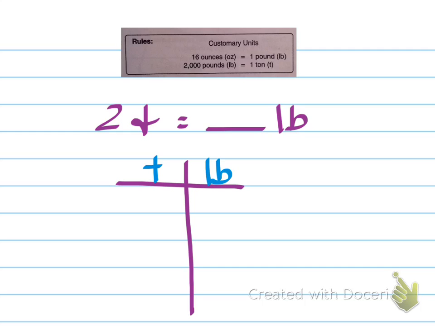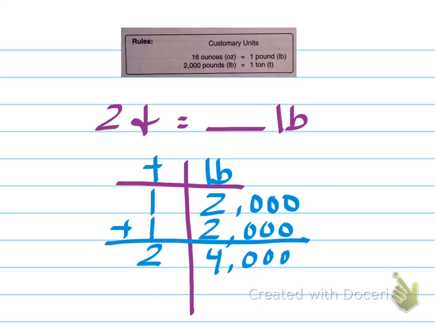The first thing you need to do is put tons and pounds. And then you say 1 ton is equal to 2,000 pounds. And then you keep going, and you have another ton is 2,000 pounds. Then you add those up, and your answer is 2 tons equals 4,000 pounds.